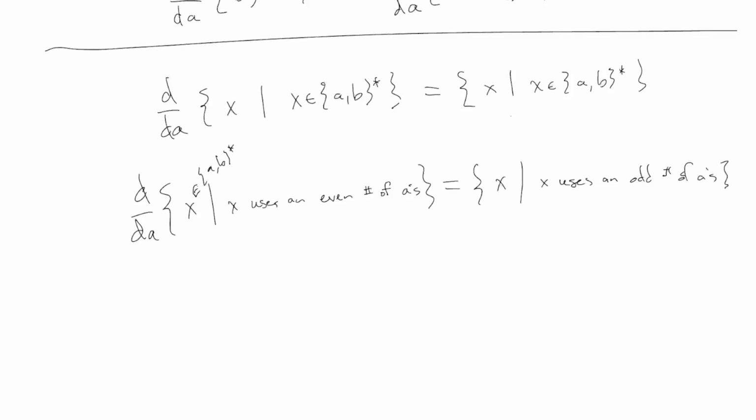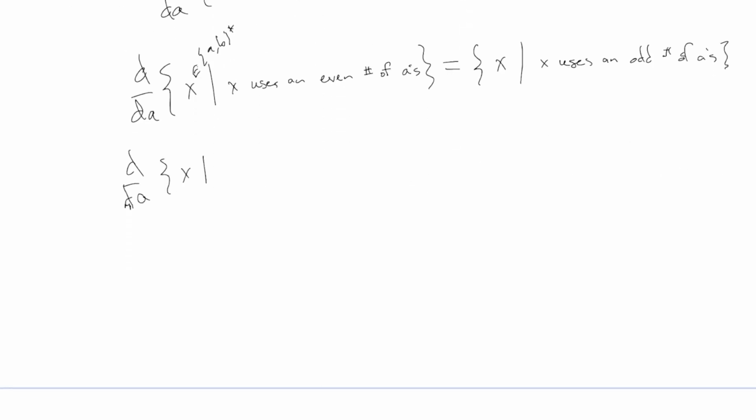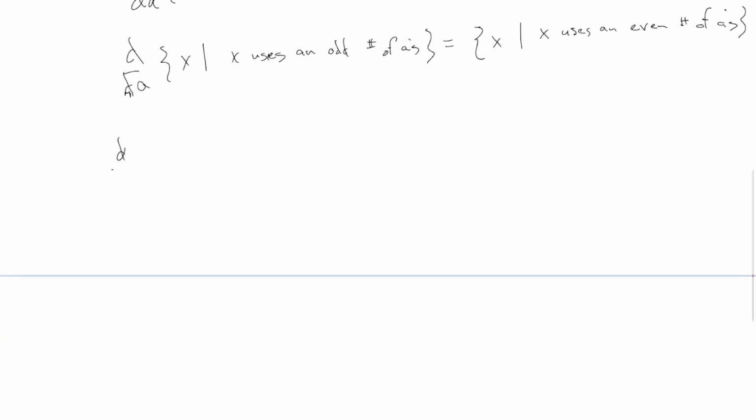And of course, if you believe that, then you probably believe the other way around is also true. So if I take the derivative of x uses an odd number of A's, then the answer is all the things which have an even number of A's. Right? For the same reason. All right, how about, I got another one. This one also looks kind of deceptively obvious, but it is a little strange.